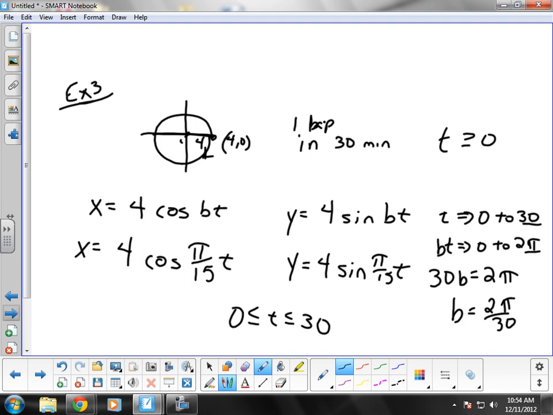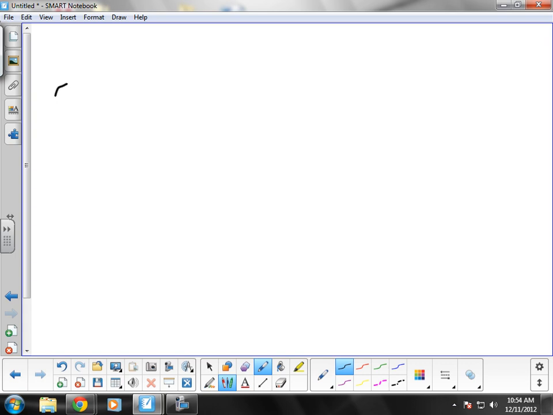All right, so that's how you do circles. Now we need to do parametric lines. Example 4 is for parametric lines. You just wanted to come up with the equations to give you that circle.